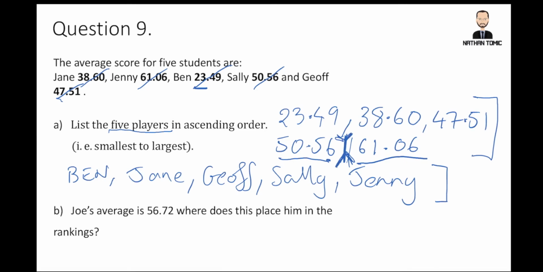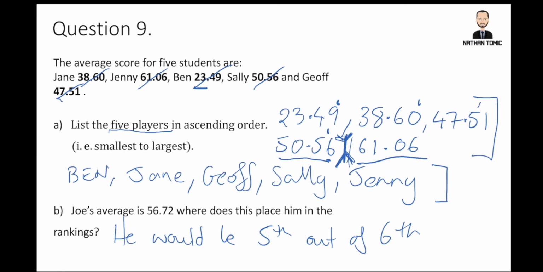So how would we explain this? There's a few different ways, but I think we need to talk about the place he would be. So we've got place 1, 2, 3, 4. That would put him 5th out of 6. So I might write something like he would be 5th out of 6. Another option might be saying he would be 2nd highest.